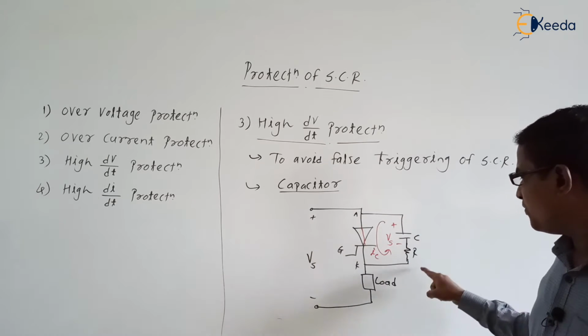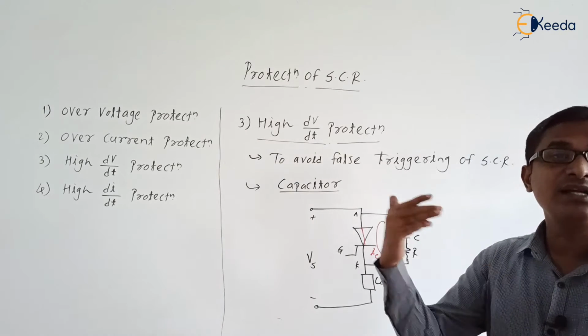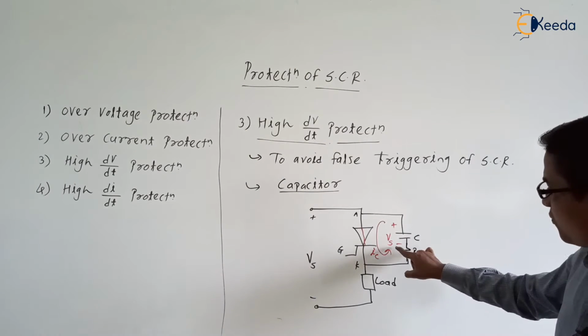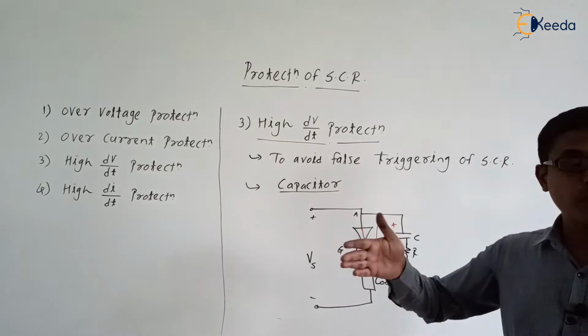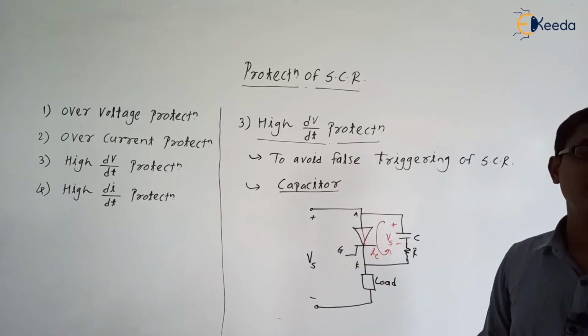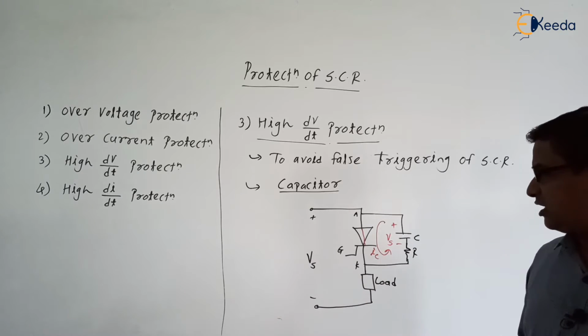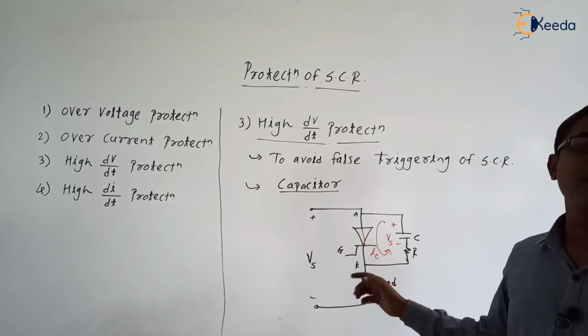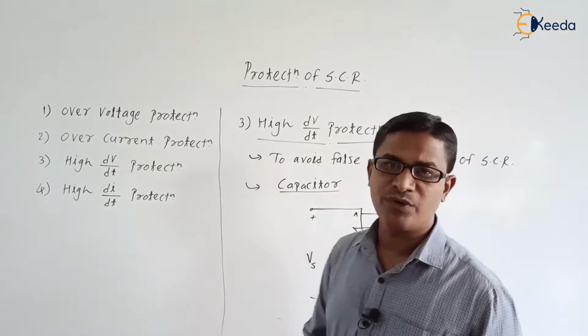When the resistor is connected in series with the capacitor, the discharging current is Vs divided by R. So if we connect a sufficient value of resistor here, then definitely we can reduce or limit the discharging current of the capacitor. Please try to understand, this is very important.